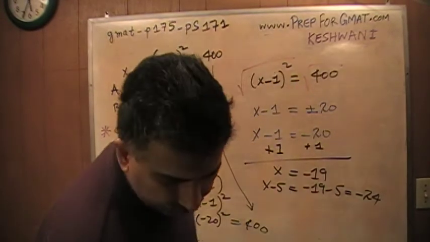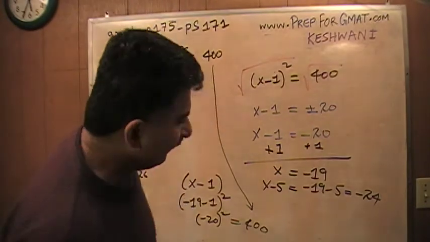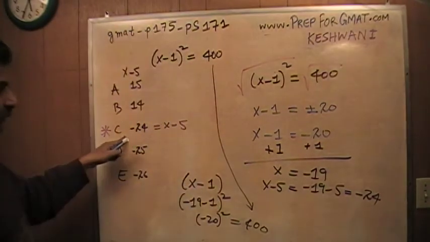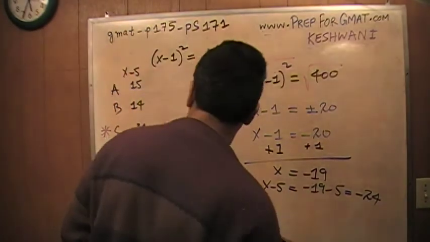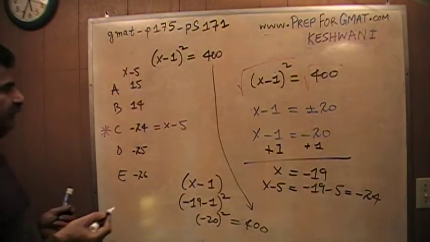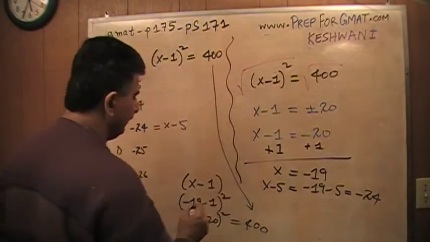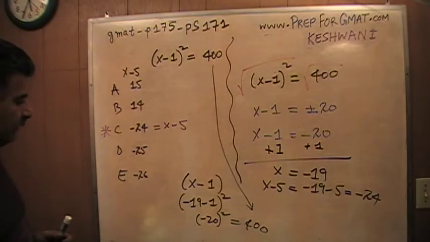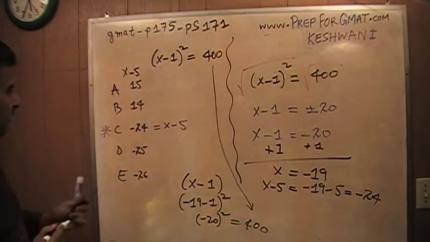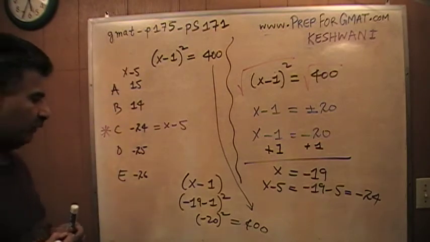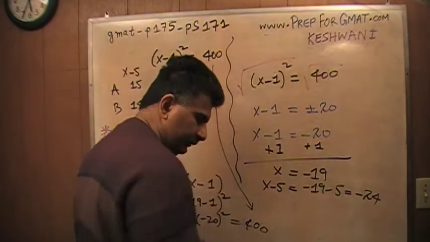So the answer is C. Oh, I already told you the answer was C. What am I thinking? The answer is C. That's all. So this was the classical work, as what I did here. And before I did the classical work, I showed you the non-classical work, which is simply looking at the answer choices and seeing what works.